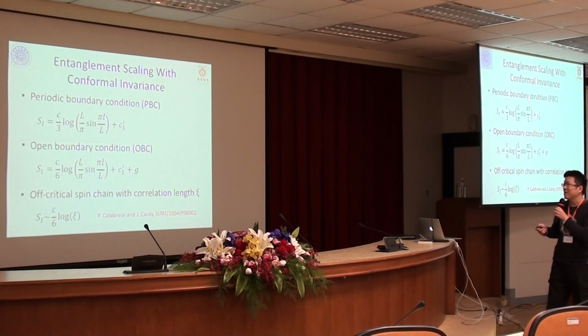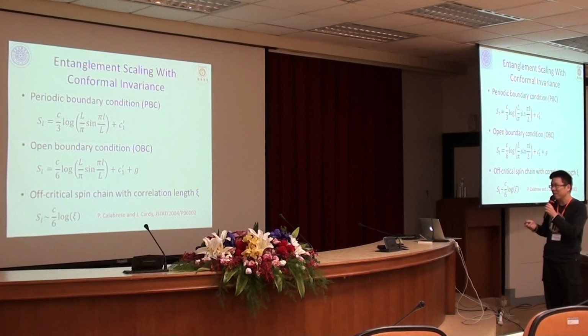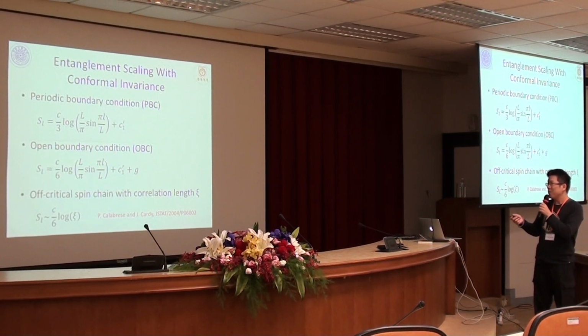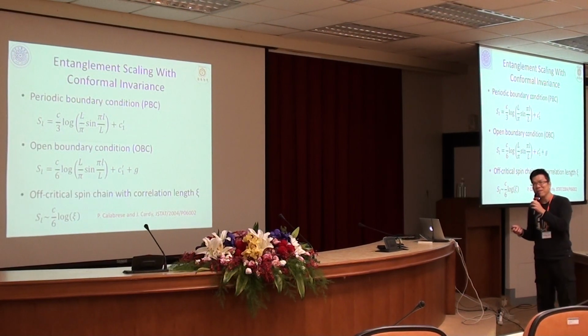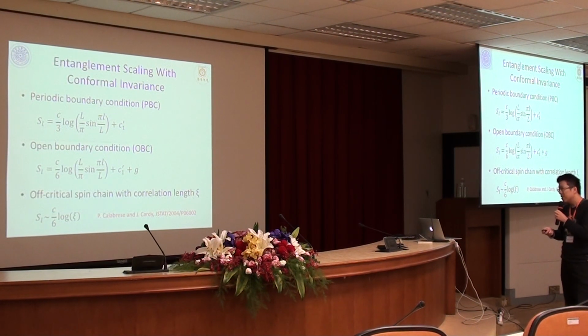If the system is entangled and has conformal invariance, then for a periodic system you can show that you have this scaling. This big L is the system size, and small l is the size of your subsystem A. If you go to an infinite system, but slightly off critical with some correlation length, then you basically replace this boundary scaling L by the correlation length.